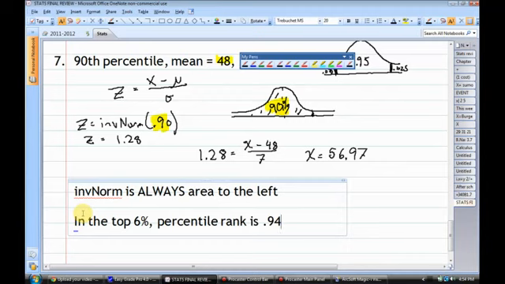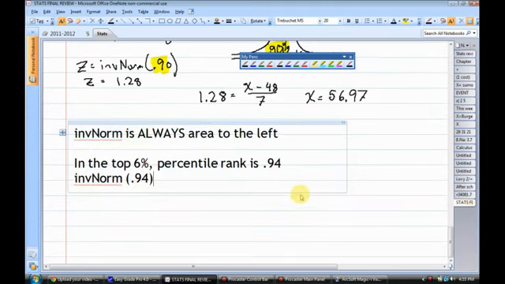So you always have to go by percentile rank. If I say in the top 6%, percentile rank is 0.94. You've got to turn it into percentile rank, and then you would do inverse norm 0.94? 0.94. So for the z-score there you did inverse norm 0.90, not 90? 0.90, okay, that's right.